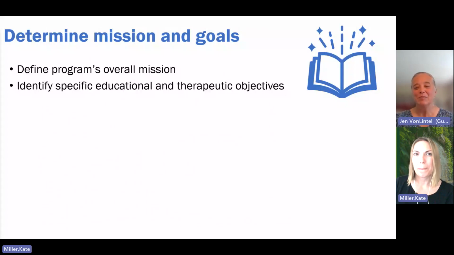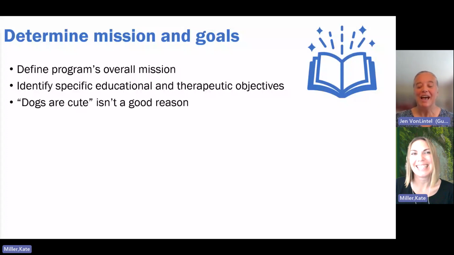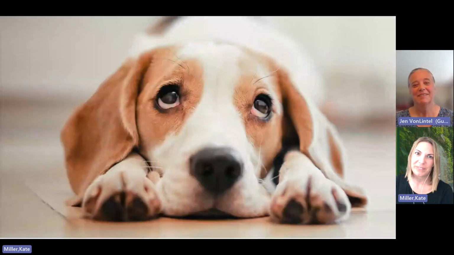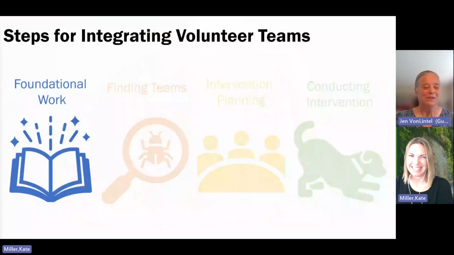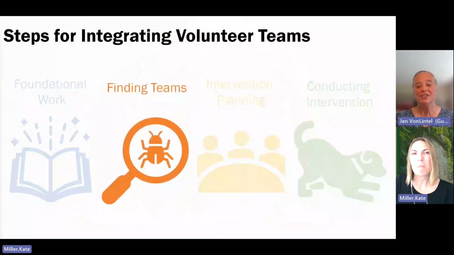A lot of times I hear from people, I love dogs, they should be in the building. Not the best reason. Dogs are cute, but that isn't a good reason to be bringing them in. Really be thinking about tying those goals into your work at school. Then you've got to put a cute picture of a dog in there. Aw, just because you're really cute, we've got to have a reason for you to come to school. Okay, so that's your foundational work.